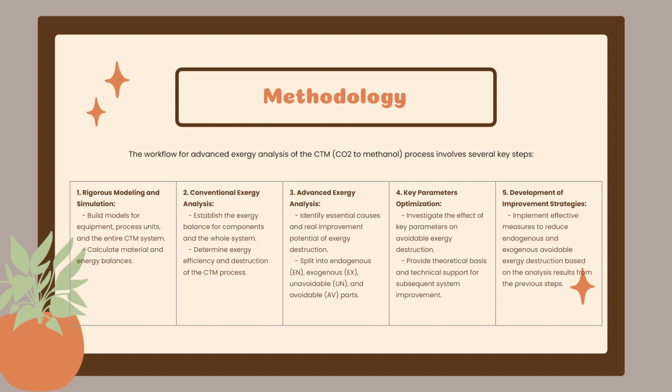Number three, advanced exergy analysis. It is to further identify the essential causes and the real improvement potential of exergy destruction by splitting into endogenous, exogenous, unavoidable, and avoidable parts. Number four, key parameter optimization. It is to investigate the effect of the key parameters of the avoidable exergy destruction from the endogenous and exogenous perspective to provide a theoretical basis and technical support for subsequent system improvement.